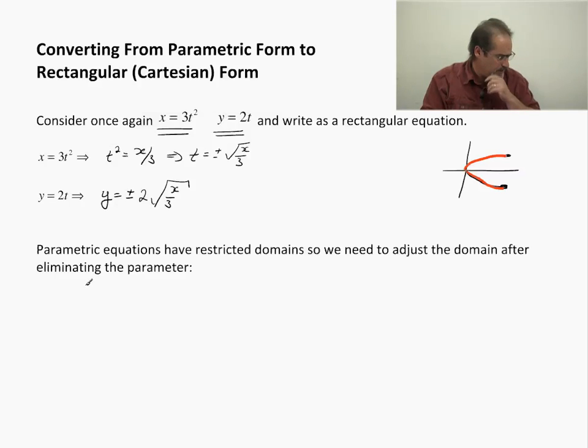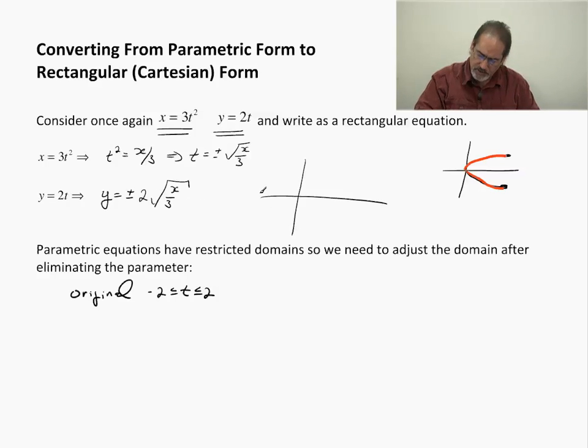But actually, before we do that, the original had a domain of -2 less than or equal to t, which is less than or equal to 2. The original domain was restricted, so we need to think about what the domain is here. Because if I just graph this, this is going to look basically like this and go on to infinity. And then the negative of it, the mirror image of it, about the x-axis, is going to look like this and go off to infinity.